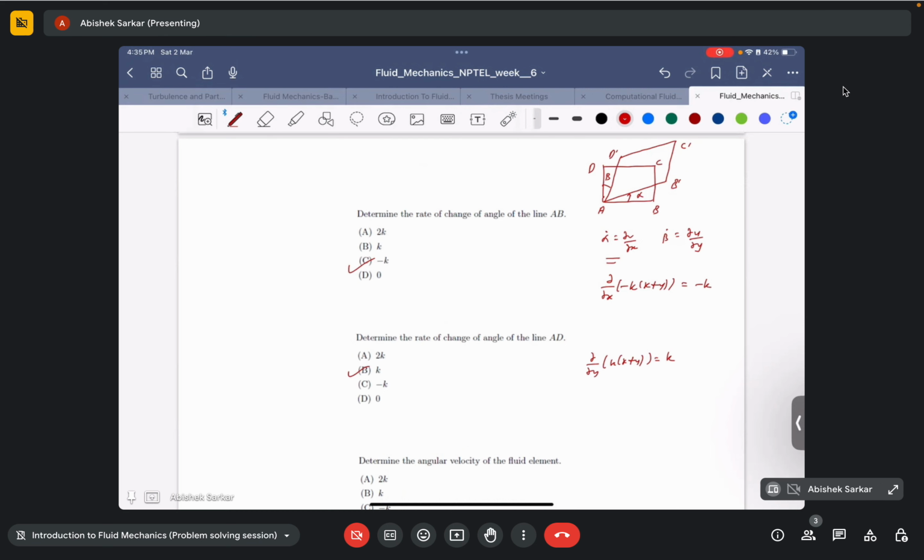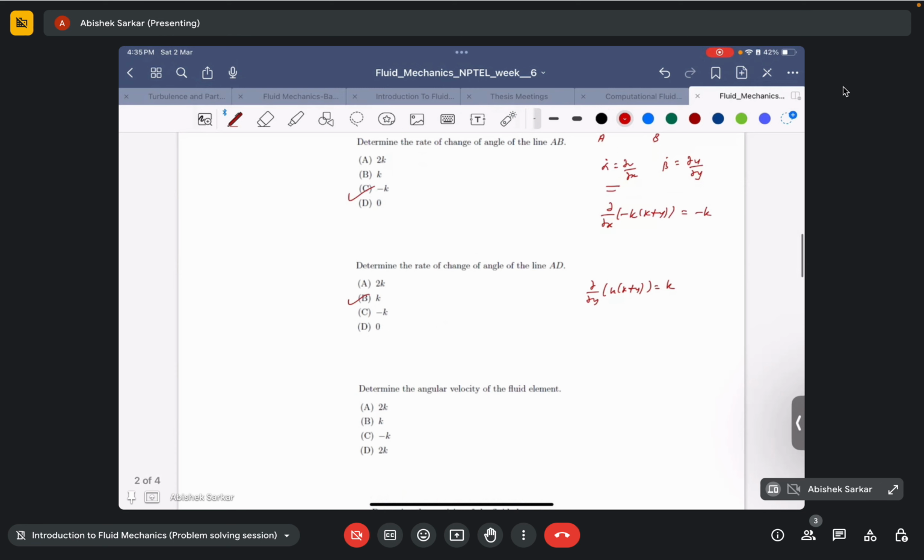Again, the question is to determine the angular velocity of the fluid element. We recall that the angular velocity, omega z, would be given by half of alpha dot minus beta dot. So it would be half of, alpha dot is minus k, beta dot is k, so minus 2k by 2 will be equal to minus k. So the answer would be C.